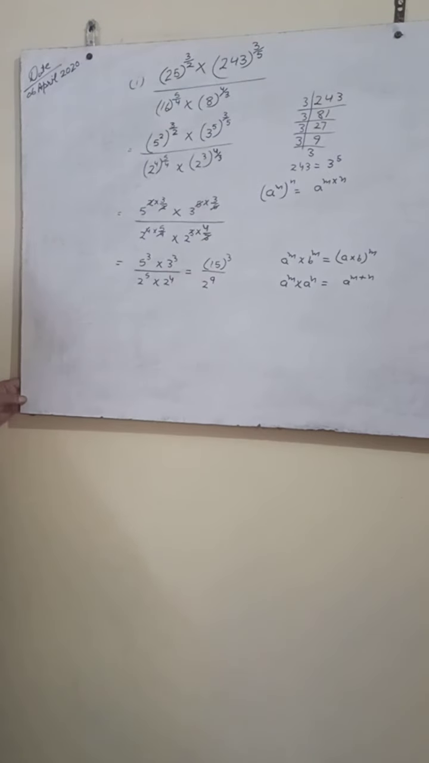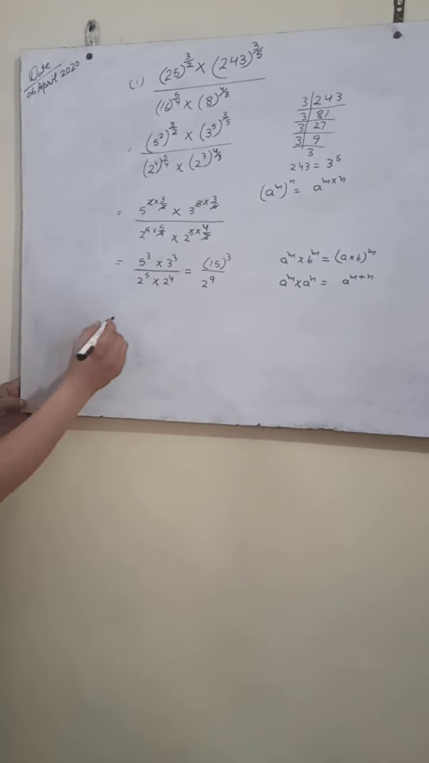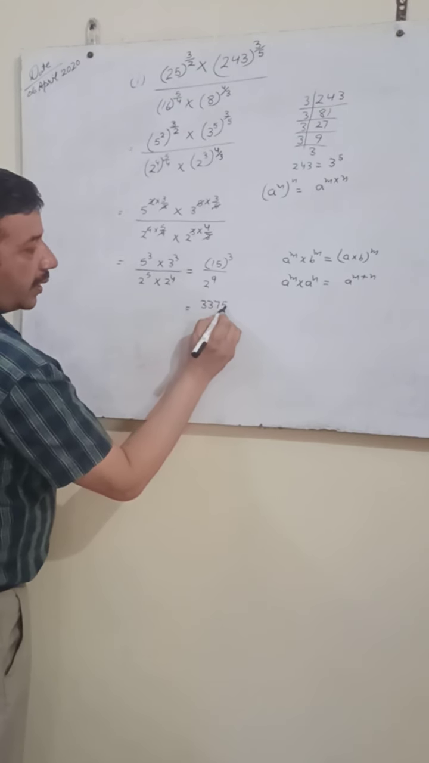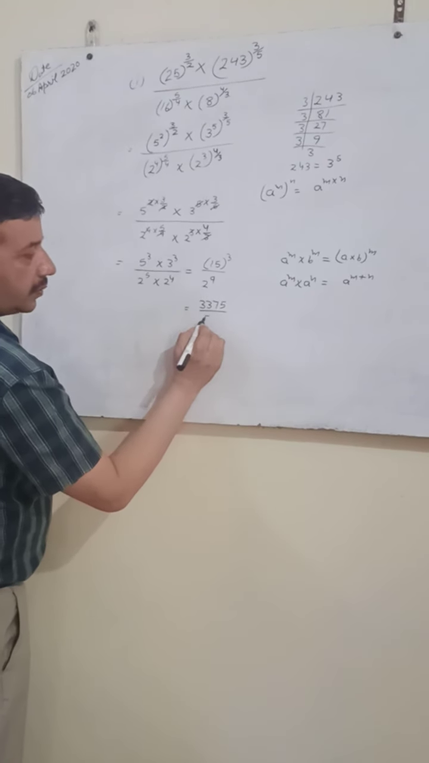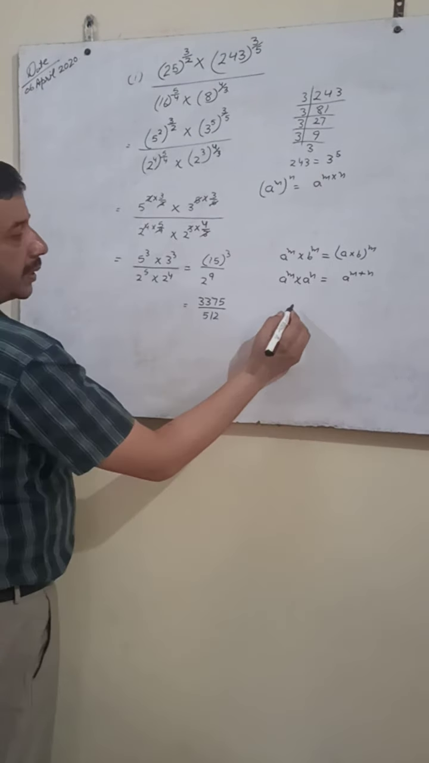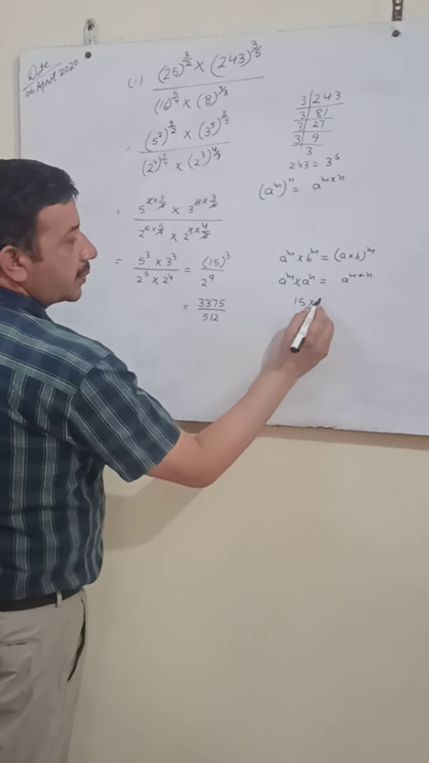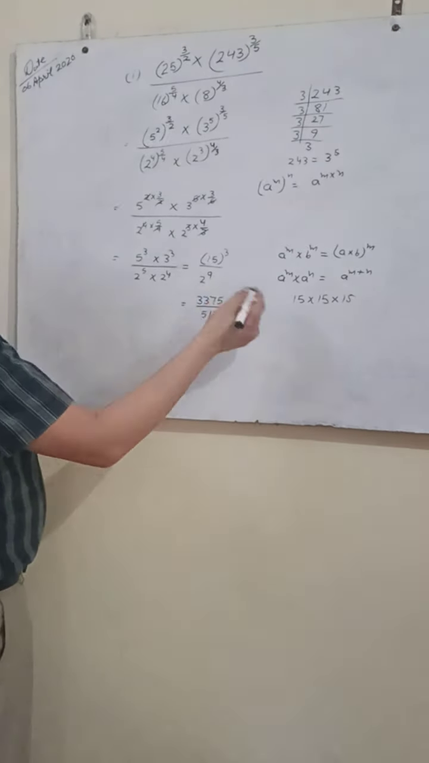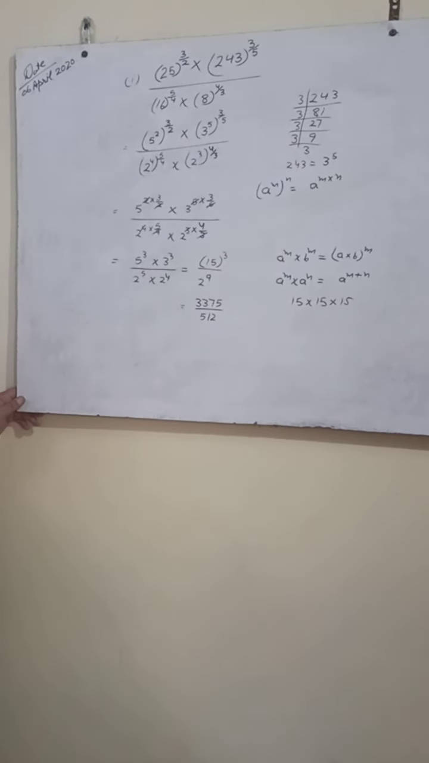Now you can find 15 power 3. It is equal to 3375 and 2 power 9 is equal to 512. You can find 15 power 3 by multiplying 15 three times, okay? And 2 power 9 by multiplying 2 nine times. Right? So here is the answer of this question.